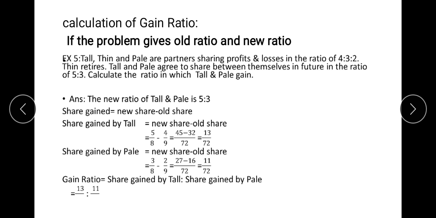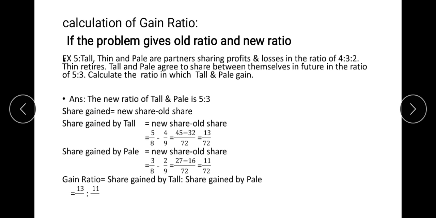Calculation of gain ratio if the problem gives old ratio and new ratio. Tall, Thin and Pale are partners sharing profits and losses in the ratio of 4:3:2. Thin retires, so Tall and Pale agree to share between themselves in future in the ratio of 5:3. Calculate the ratio in which Tall and Pale gain. Here the new ratio of Tall and Pale is 5:3.